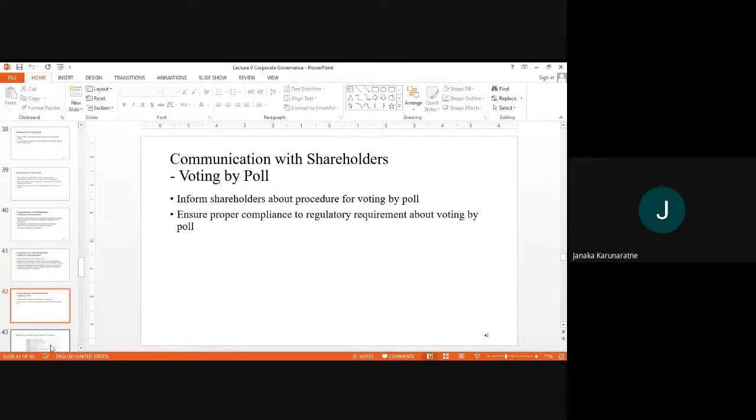Communication with shareholders on voting by poll. If voting is to be by poll, inform shareholders about the procedure for voting by poll, because if a decision is to be made through a poll, then inform the shareholders how to do it. Ensure proper compliance with regulatory requirements about voting by poll, so while you do voting by poll, ensure proper compliance with regulatory requirements.